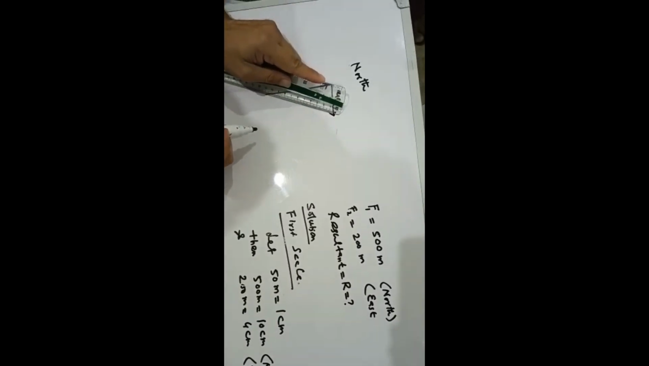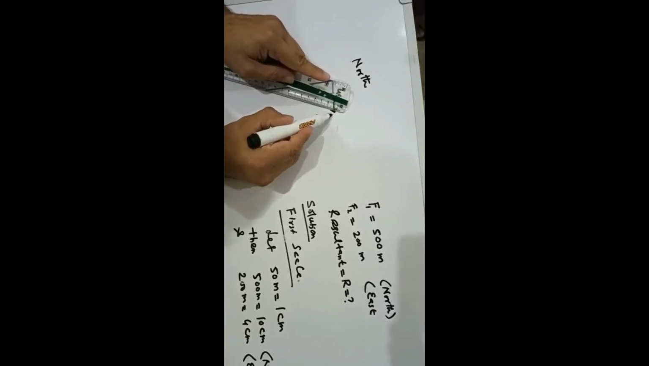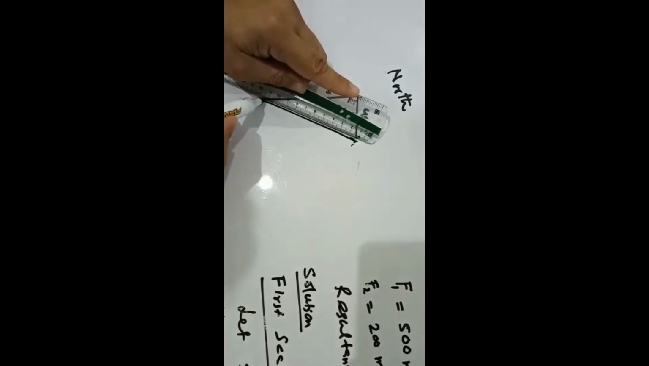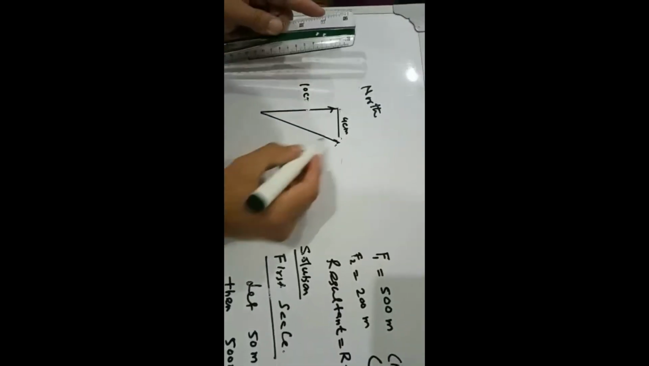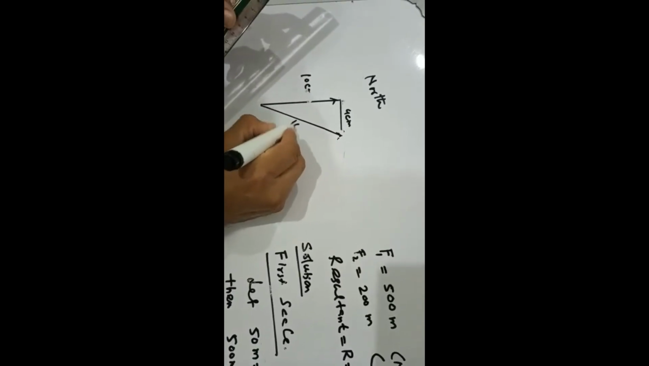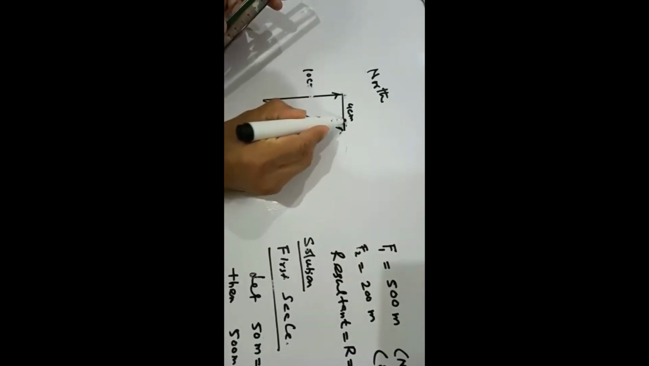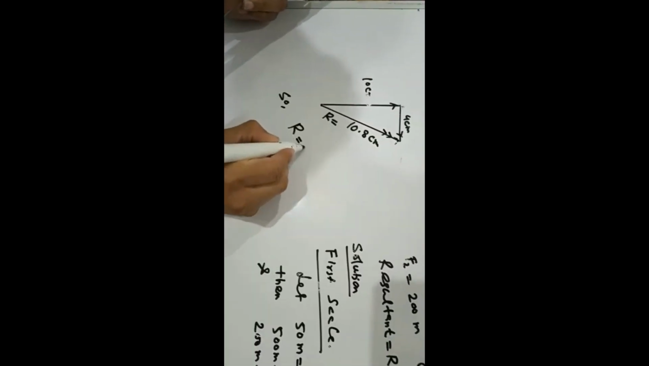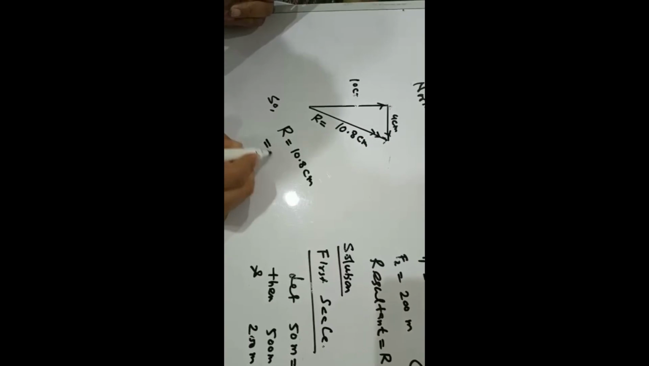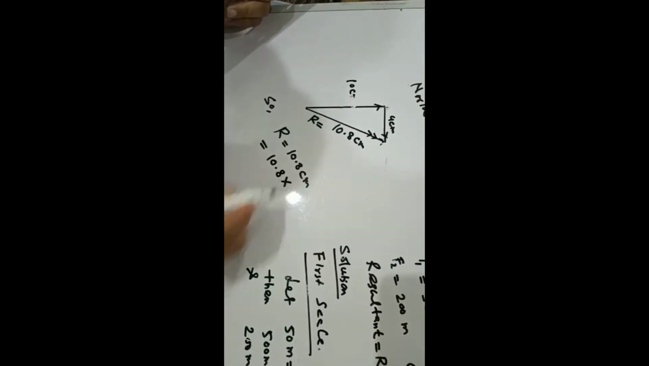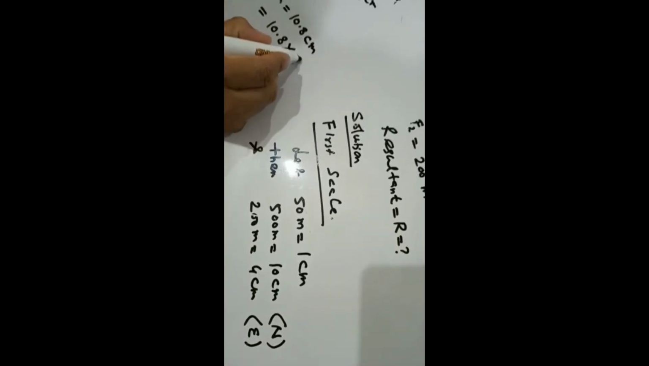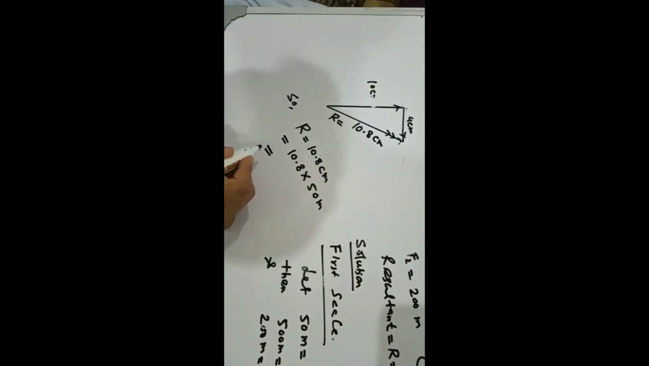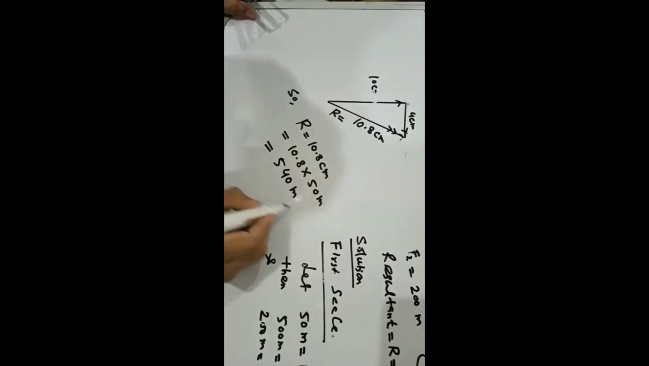Now we join these two, and when we join them we get nearly 10.8 centimeters. Put arrows here, and this is our resultant. So the resultant vector is 10.8 centimeters. We rescale it, 10.8 times 50 meters. So here 50 meters, and on multiplication we get 540 meters. This is the answer.